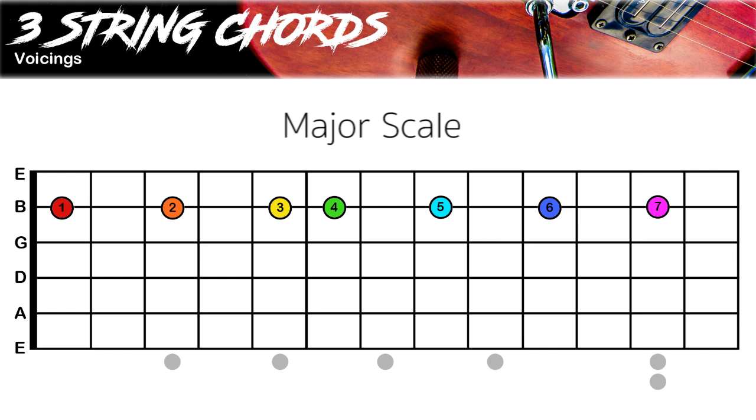Which of these notes is used to make a chord? The first, third, and fifth notes of the scale produce a simple major chord.